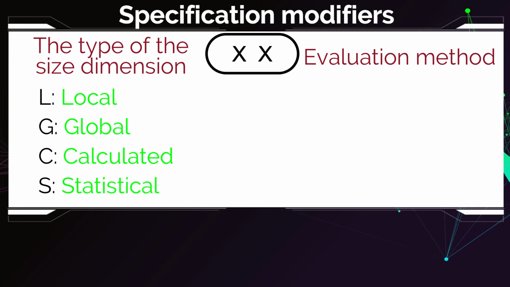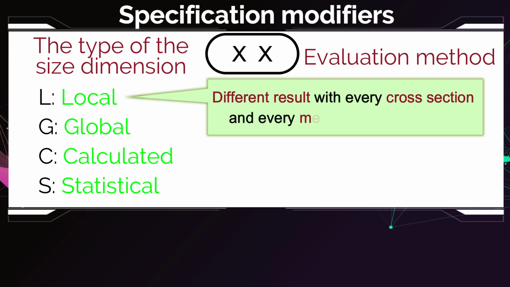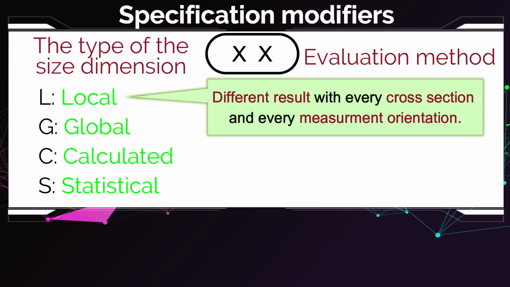As an example, let's look at L and G. L having by definition a non-unique result of evaluation along or around a feature of size. This means there is a different result of the measurement if you change the cross-section or rotate the part. Every time you rotate the part a little bit or change the cross-section, you get a different result, and this is called local dimension. So L stands for local.